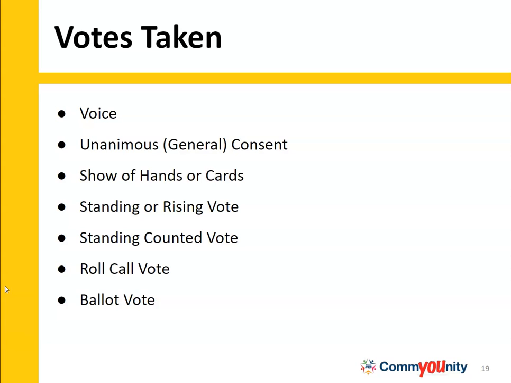Members may raise their hands or voting cards to vote. This method is often used when a 2/3 vote is needed. With a standing or rising vote, members are asked to stand to vote for or against a motion. This is another method used to visually determine a 2/3 vote. A standing counted vote is used when the outcome of the vote is in question. Members are asked to stand and remain standing until notified that their vote was added to the tally of votes.